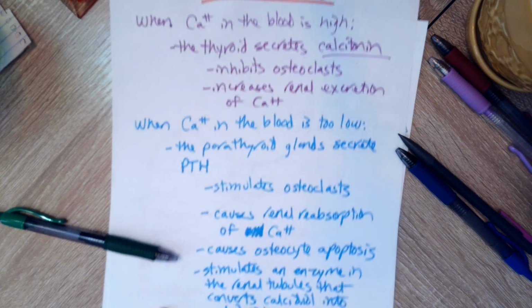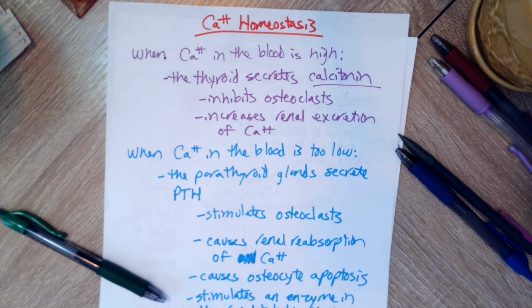So these two things are working opposite to each other, calcitonin versus parathyroid hormone. And they're going to work to keep your calcium in your blood at a nice, happy, steady range where your body can function properly.